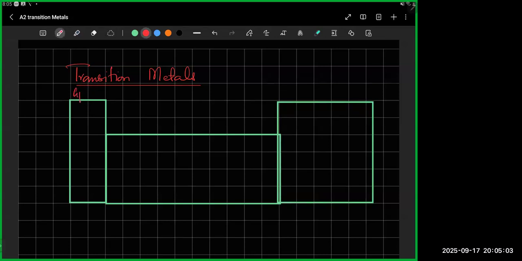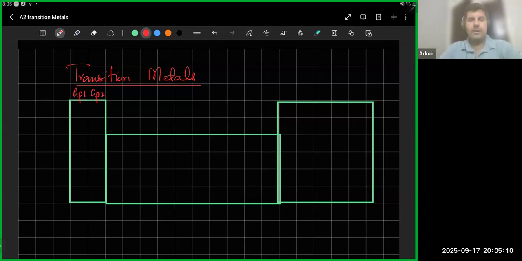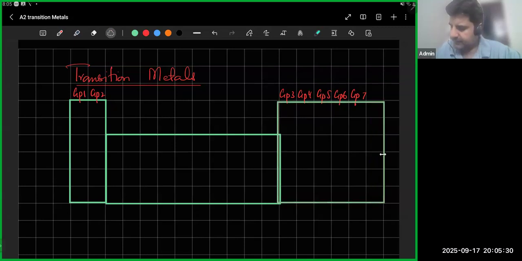This is group one. You have group two, and this one is obviously group 3, 4, 5, 6, 7. You get 3, 4, 5, 6, 7. So this is going to be another one, which is your final one. Anyway, they're not called 8, they're called 13, 14, 15, 16, 17, and 18, right?